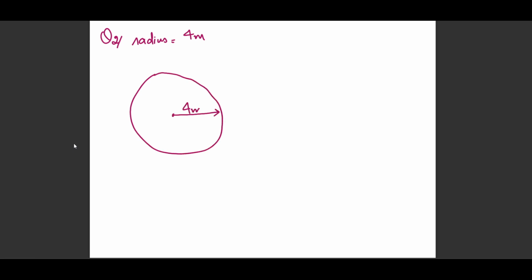One of the common questions that I've seen in these type of scenarios is that they tell you that there is a circular track for running of athletes, right? The radius of this track is, let's say, given to you as 4 meters. So we draw a circular path that has a radius of 4 meters.